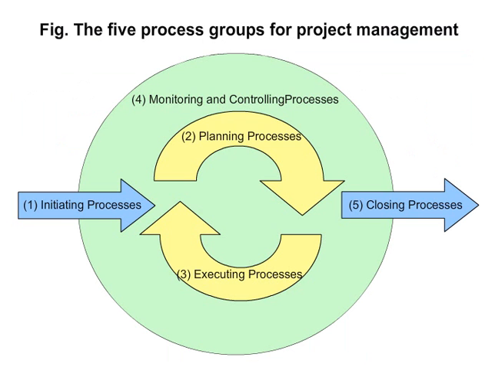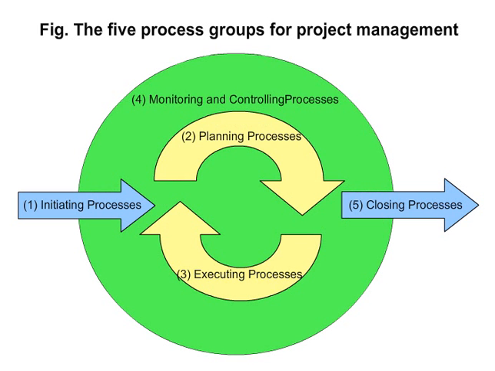Project management is executed via these 5 basic process groups. The initiating processes and closing processes are executed at the beginning and end of a project. However, the planning processes and executing processes are executed repeatedly throughout the project. The monitoring and controlling processes encapsulate the entire flow of the project at all times.